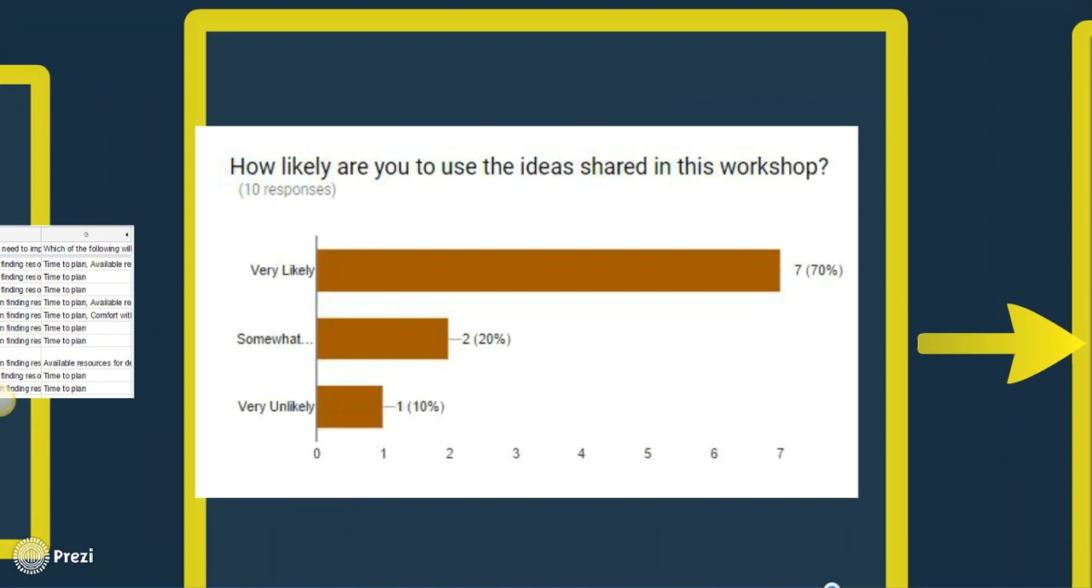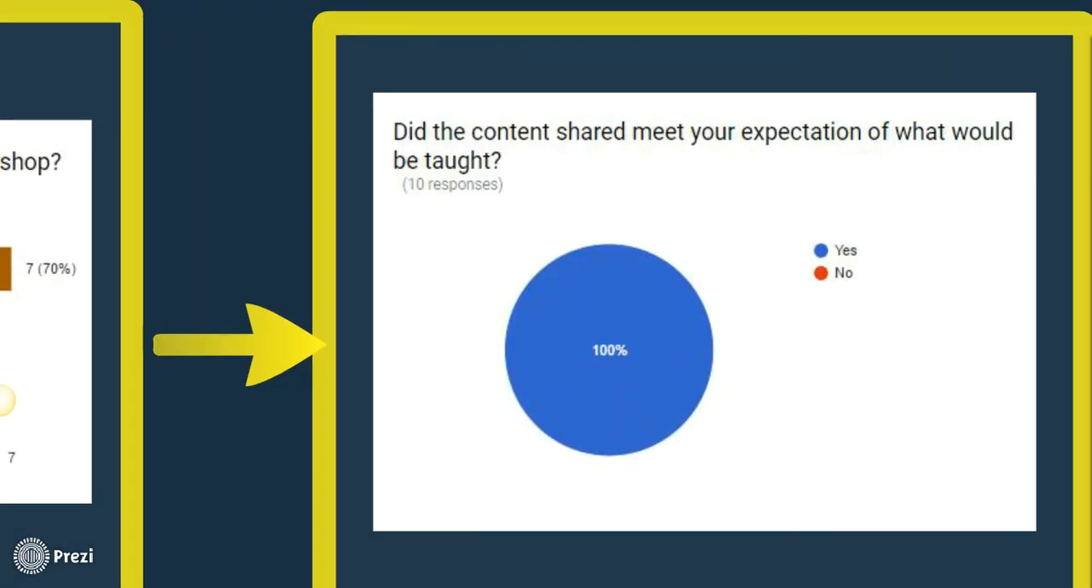So if you look at the results, 70% said they're very likely to use the strategy, 20% somewhat likely, and 10% say that they're not likely to use it. I looked back at some of the results, and there was one participant who felt that the interactive sites I shared were maybe too hard for her students, and she was concerned that she wouldn't be able to find resources that matched what her students were able to do. But I told her we keep looking because there's so much out there.